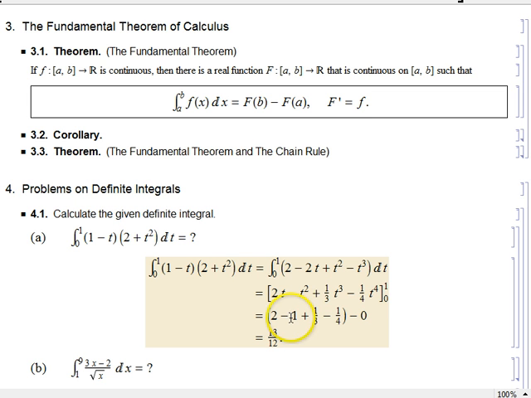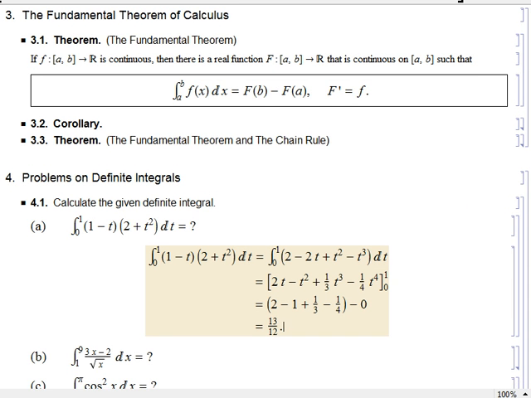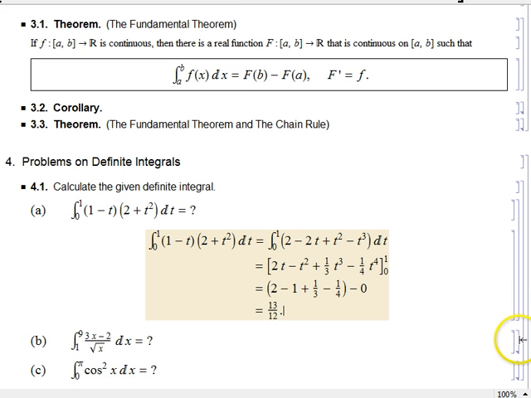I'm going to plug in 1 and I'm going to plug in 0 and subtract one from the other, just this right hand side part. If you do that, you're going to get this computation. Not difficult. We have plenty of time, so let's go over to the next example.